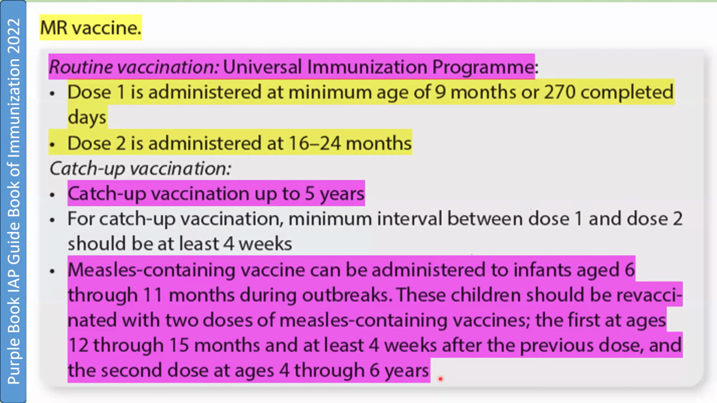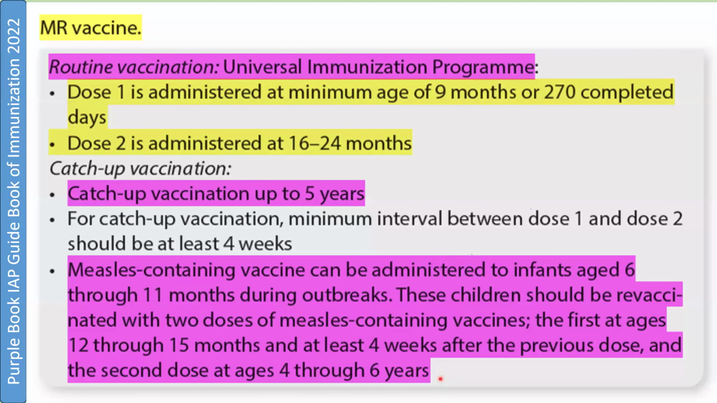Measles containing vaccine can be administered to infants aged 6 through 11 months during outbreaks. These children should be revaccinated with 2 doses of measles containing vaccines, the first at ages 12 through 15 months and at least 4 weeks after the previous dose, and the second dose at the ages of 4 through 6 years.